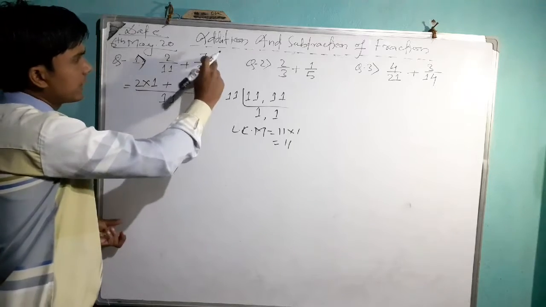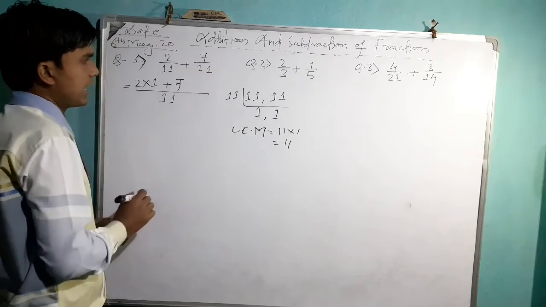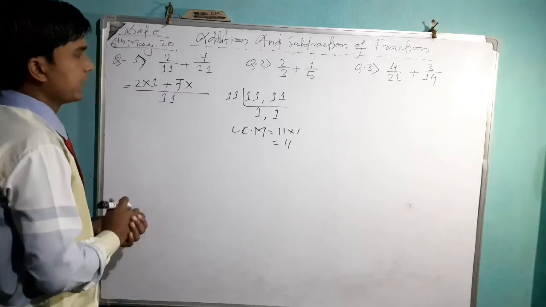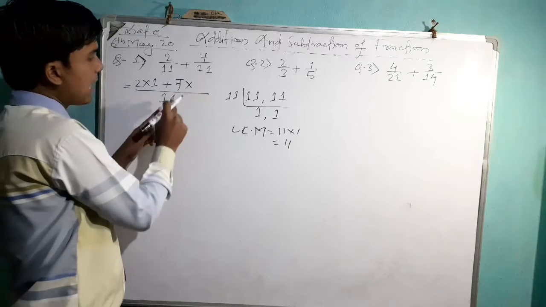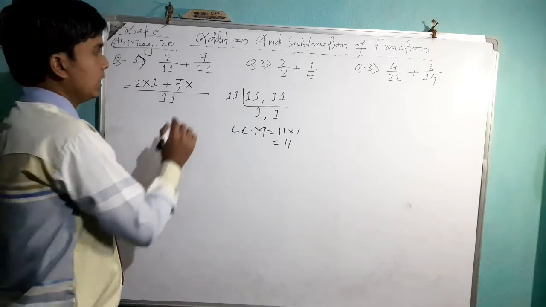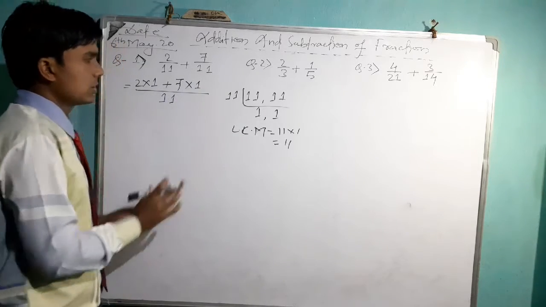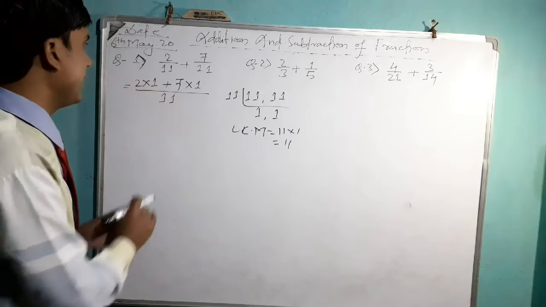Now here we have numerator 7. This numerator 7 we'll write here and put a multiplication sign. Now similarly as we did in the first case, 11, how many times is it in 11? 11 ones are 11. So the first part I have done in a very simple way.